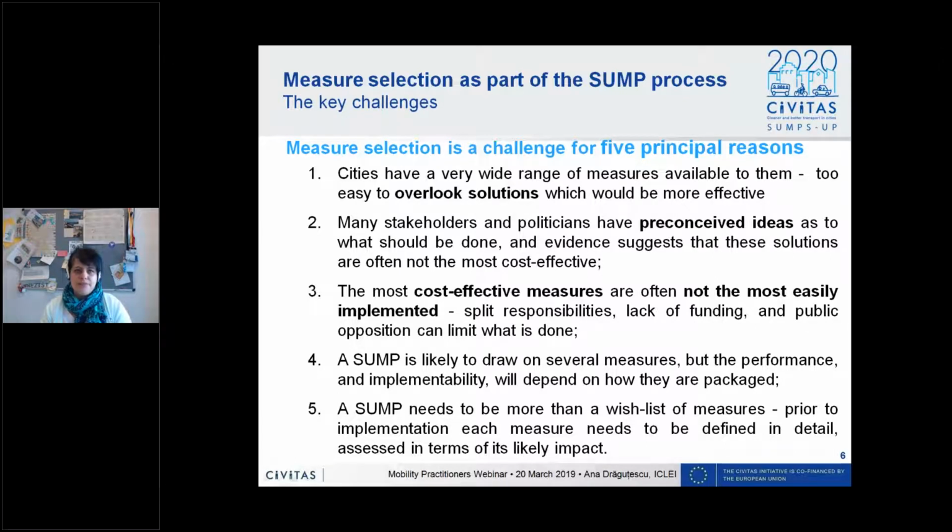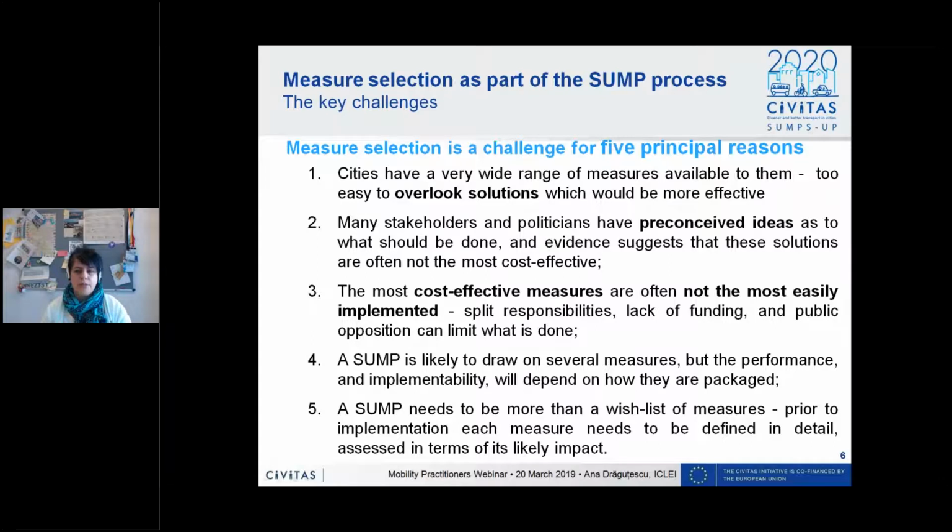So, as I said in the previous slide, the measure selection could be a challenge for cities, and there are 5 principal reasons why we say that. First of all, because cities have a very wide range of measures available to them, and sometimes it can be too easy to overlook solutions which could be more effective. There are many stakeholders and politicians that have preconceived ideas as to what should be done in the city, and evidence suggests that these solutions are often not the most cost-effective.